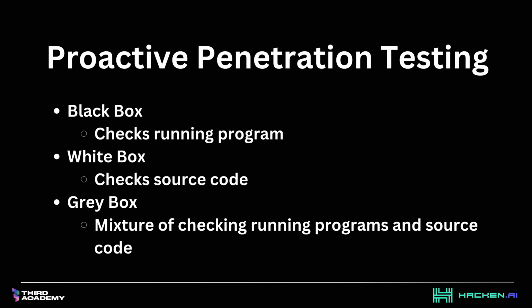There are three main approaches to pen testing, called black box, white box, and grey box. The first approach probes the running program without knowing any internal structure, while the white box method looks at the source code and tries to detect vulnerabilities there. The grey box is a mixture of both.